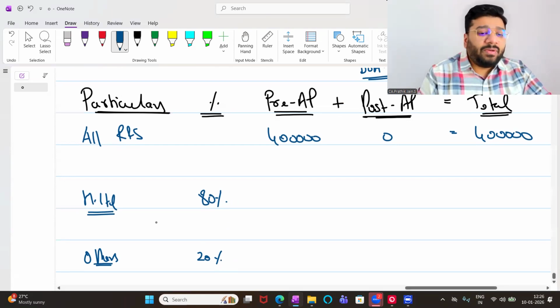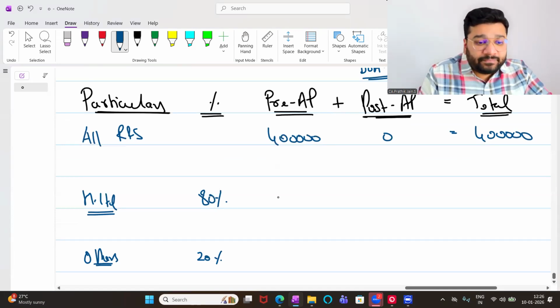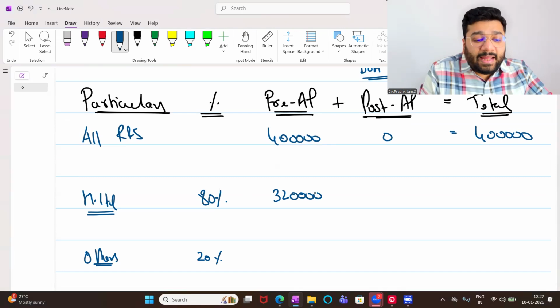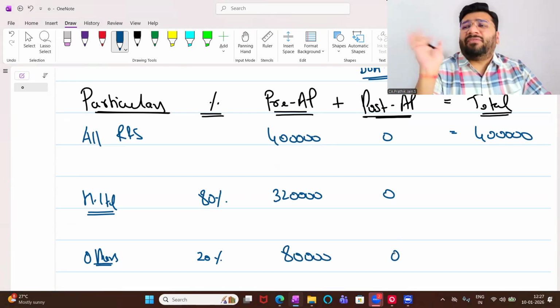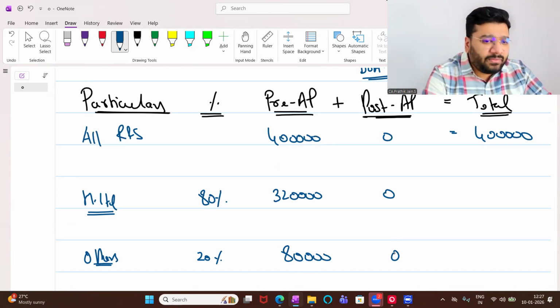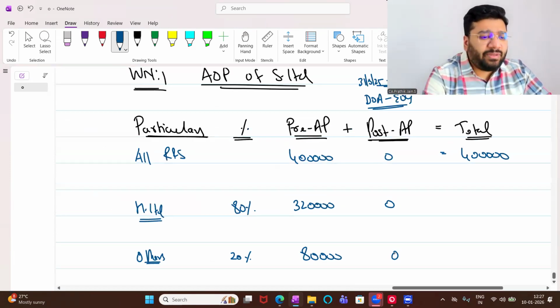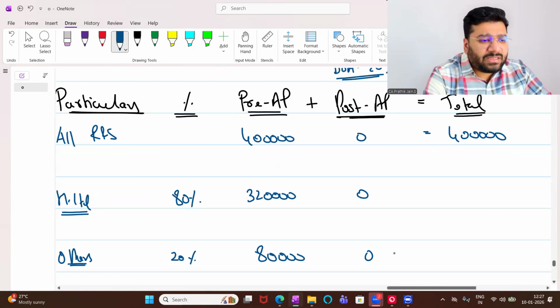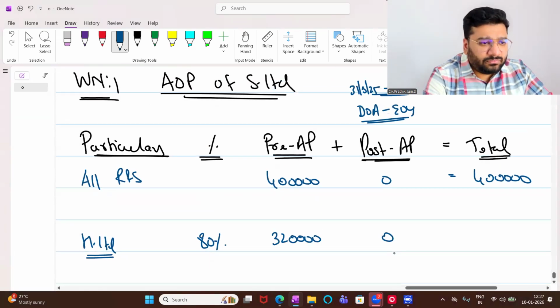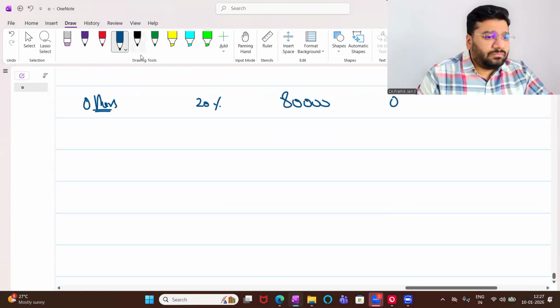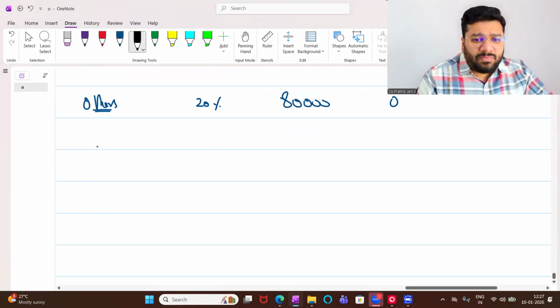Now, how much is the bifurcation? 4 lakh, 80%, 3 lakh 20 thousand; 4 lakh, 20%, 80,000. Total bifurcation is not required. This is not going to go anywhere. Tell me, this is a very difficult working note. Online people, tell me, is this a very, very difficult working note?